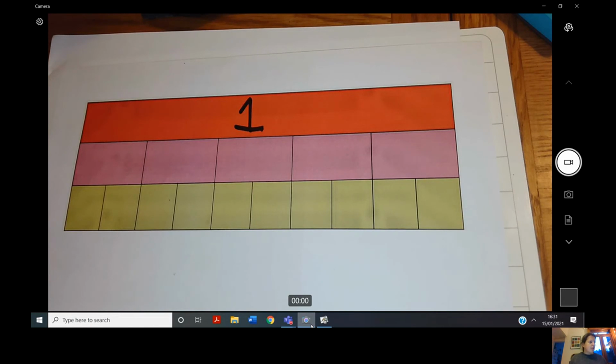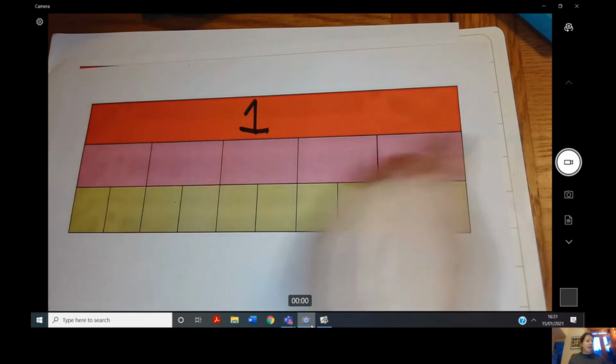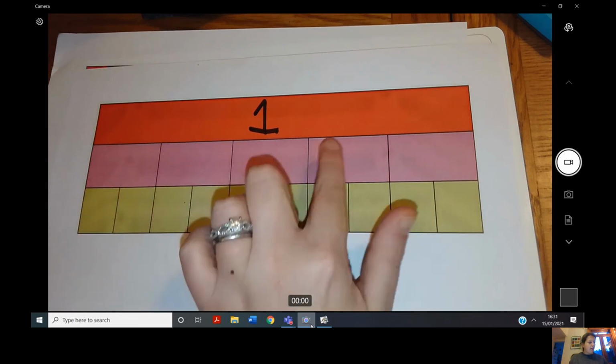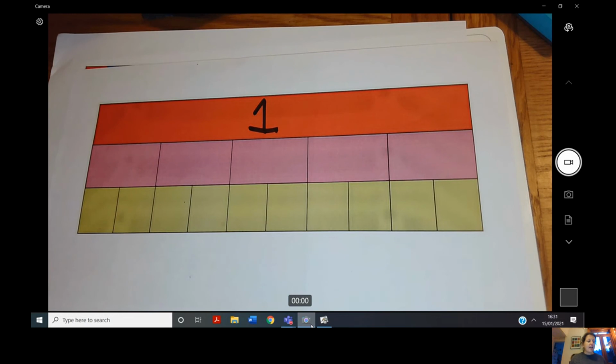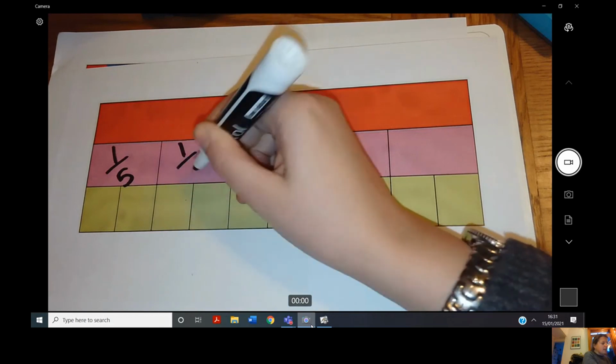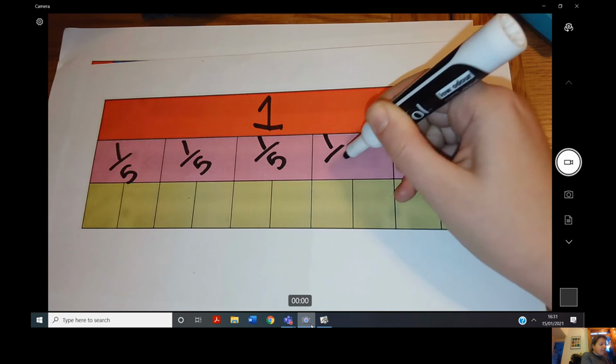How many pink bars do we have? My whole 1 is being divided into equal parts. How many parts? 1, 2, 3, 4, 5. It's been divided into 5 equal parts. I know that when something is divided into 5 equal parts out of a whole, my denominator is going to be 5. So each of these parts is equivalent. It means 1/5.